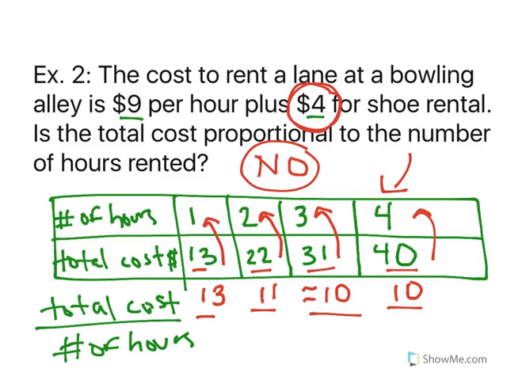So this is how you prove if it's a proportional or non-proportional relationship: by reading the problem carefully, creating your chart, and seeing if there's any relationship or pattern with the data you're given. That brings me to the end of the lesson. Thanks for watching.